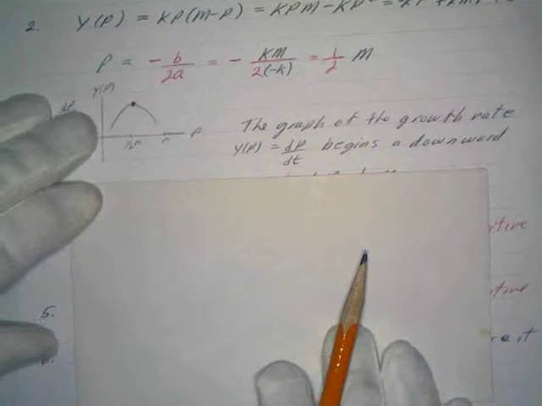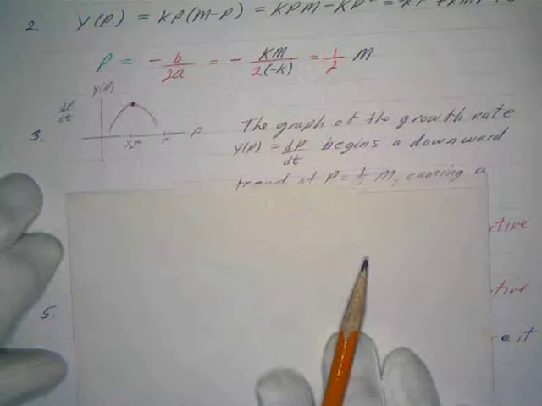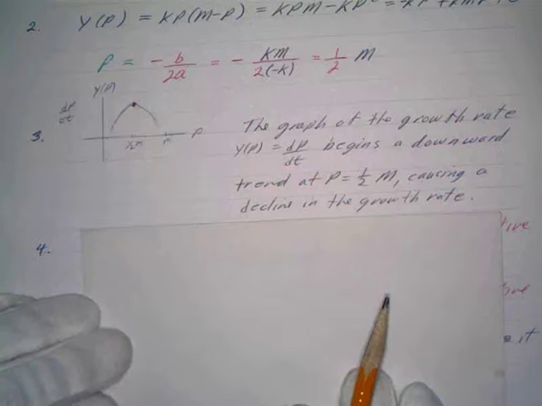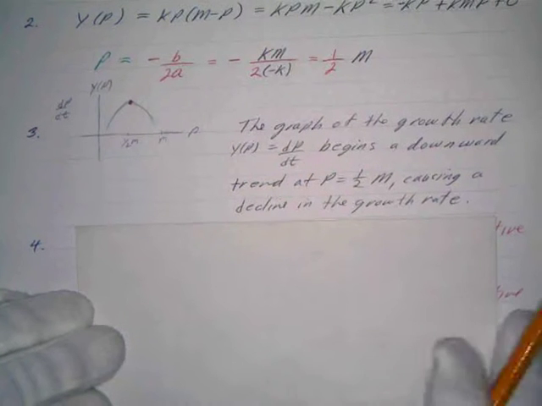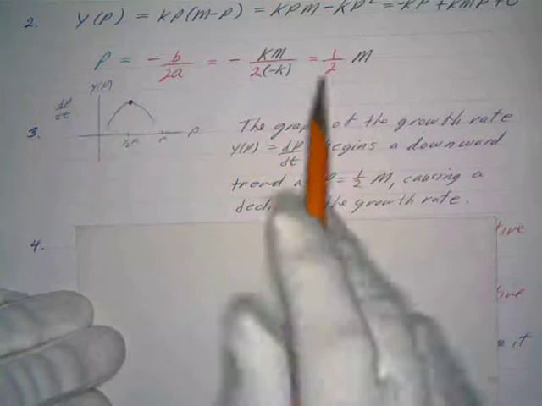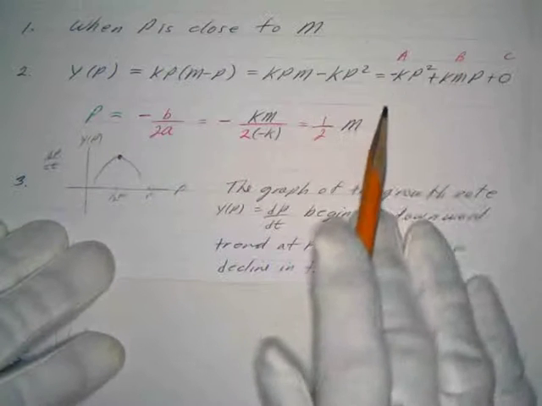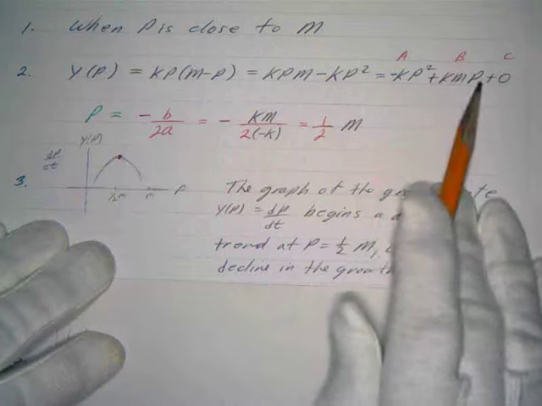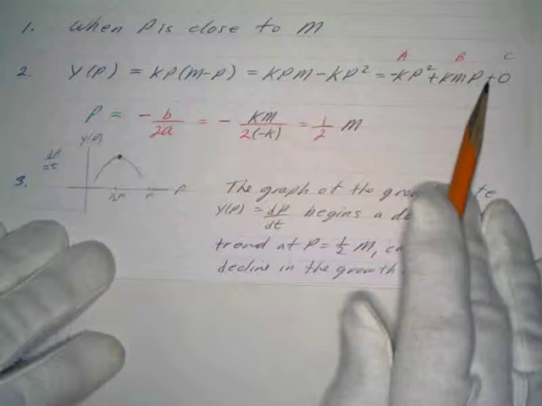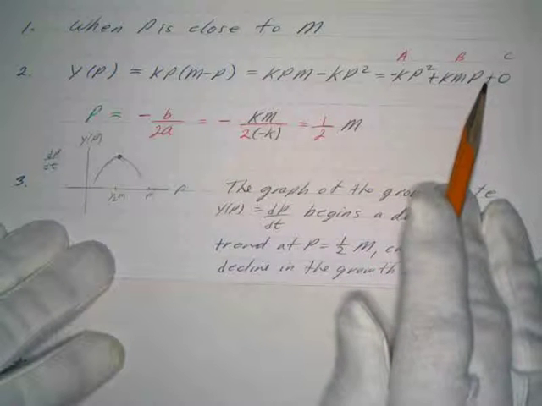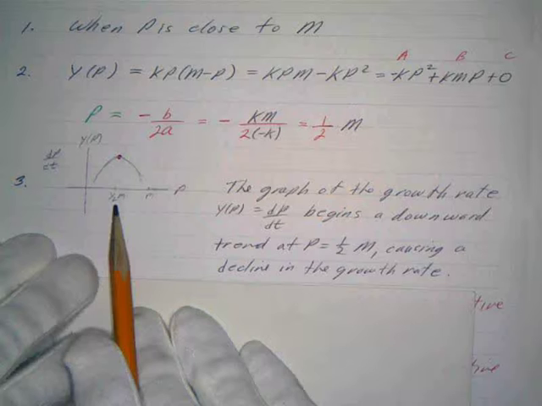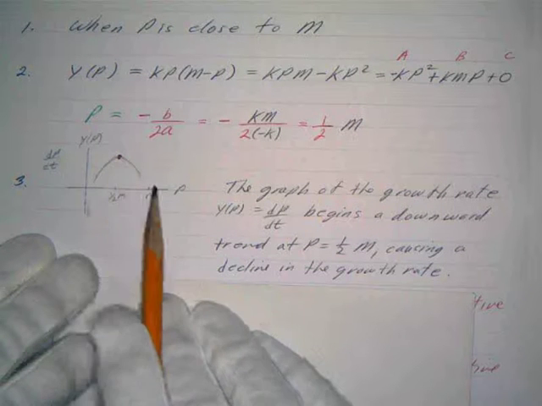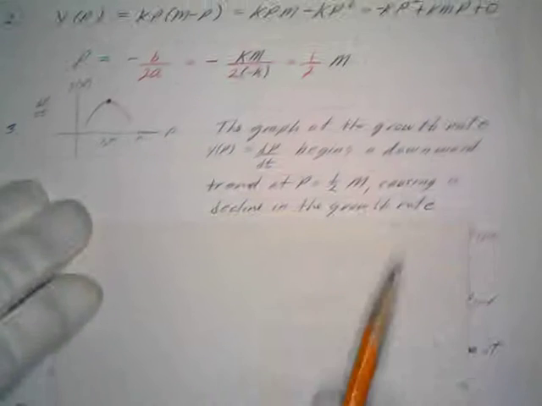So the graph of the growth rate begins a downward trend at p equals 1/2 m, causing a decline in the growth rate. This is a little bit of a formal way of saying it, but basically if we graph this parabola here, we can see that the x value of the vertex, or the horizontal value of the vertex, is at p equals 1/2 m. And when we get up here, our growth rate is increasing, and then it's decreasing. This is actually the graph of the growth rate.